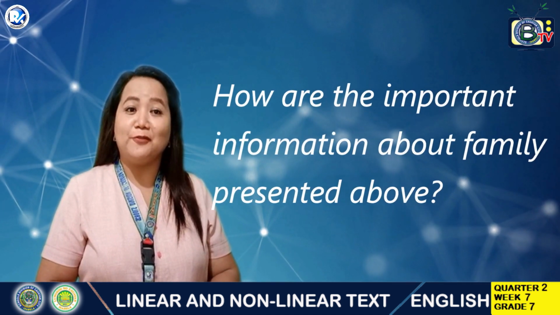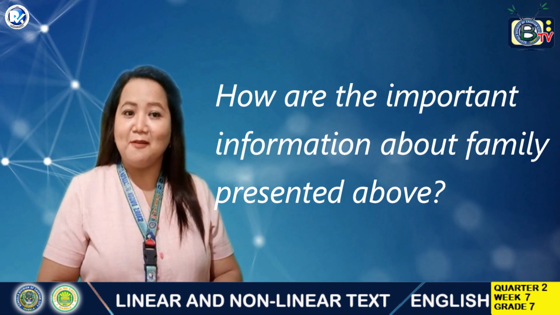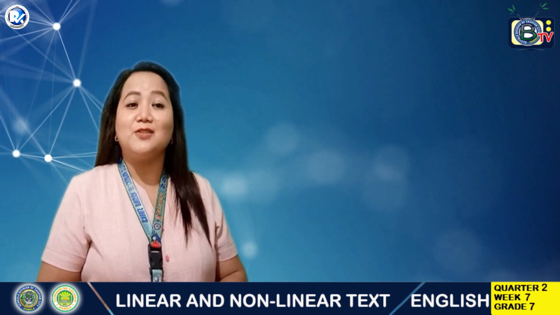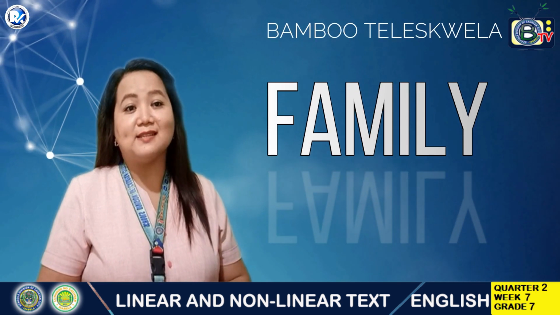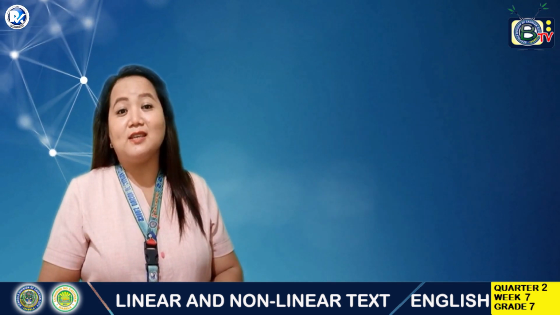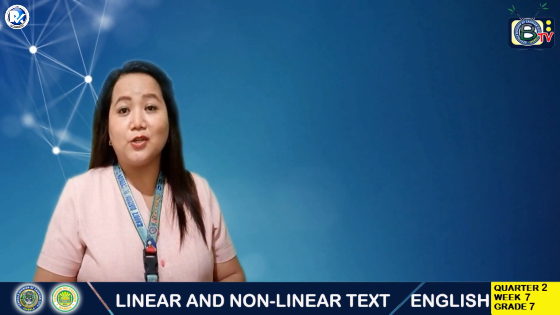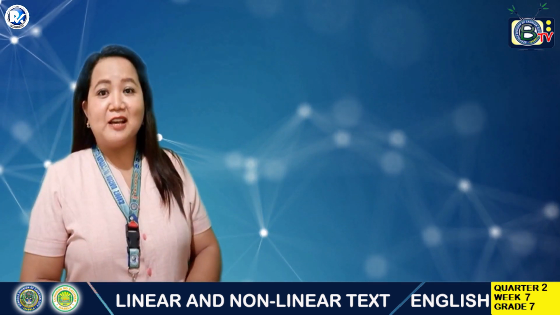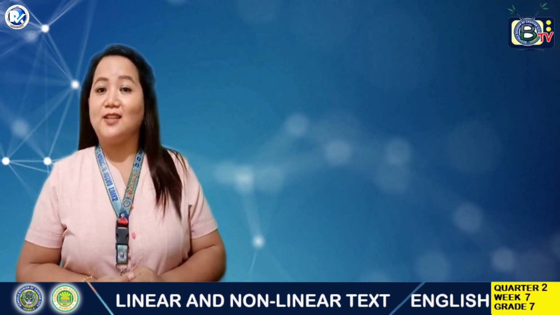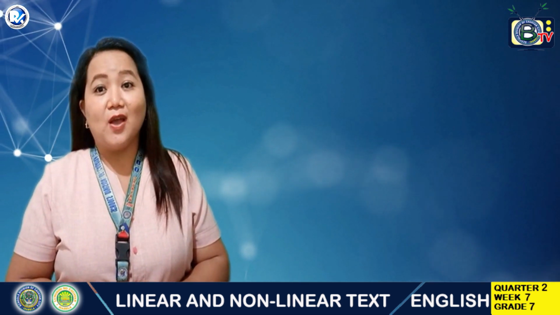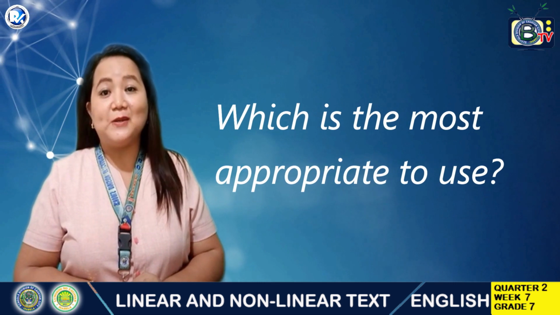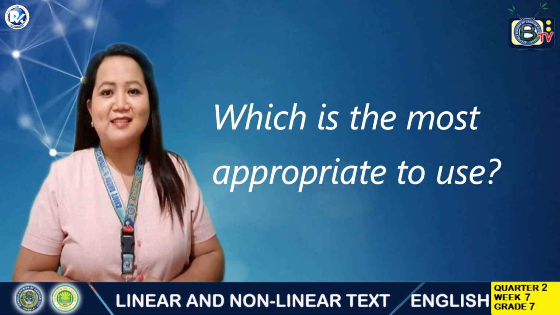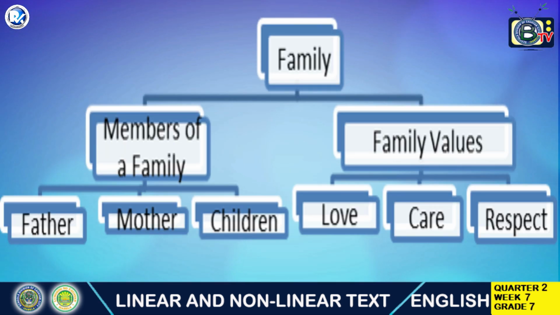How are the important information about family presented above? The text we've read focuses on the family as a topic. The definition is given and the sample in its definition is also presented. Among the given examples of nonlinear text that were given in your modules, which is the most appropriate to use? Let's try the concept now. Are the ideas expressed in the text presented accordingly in the nonlinear text we use?